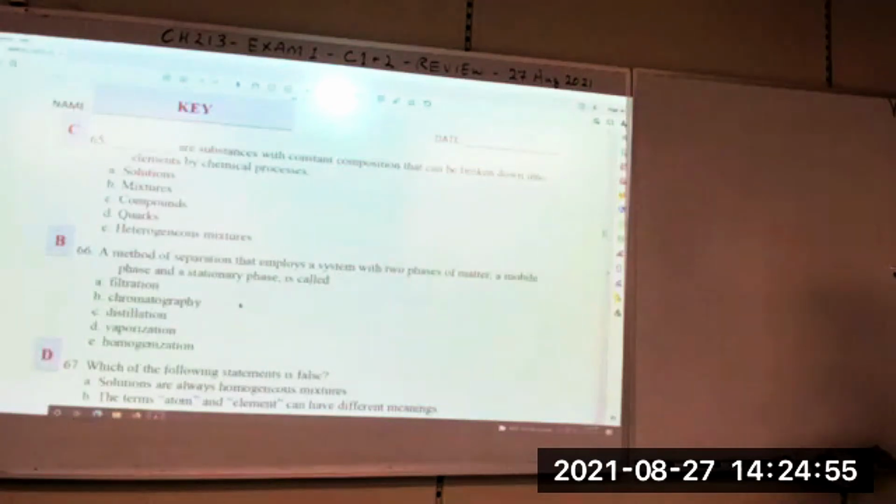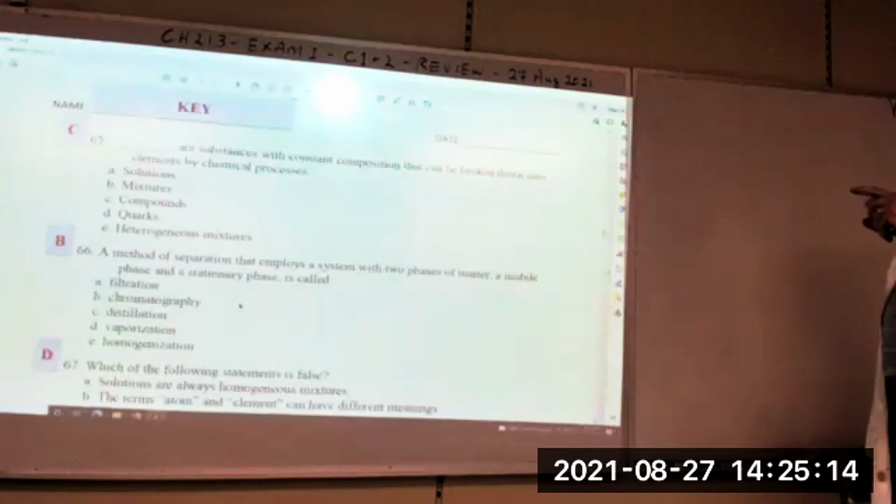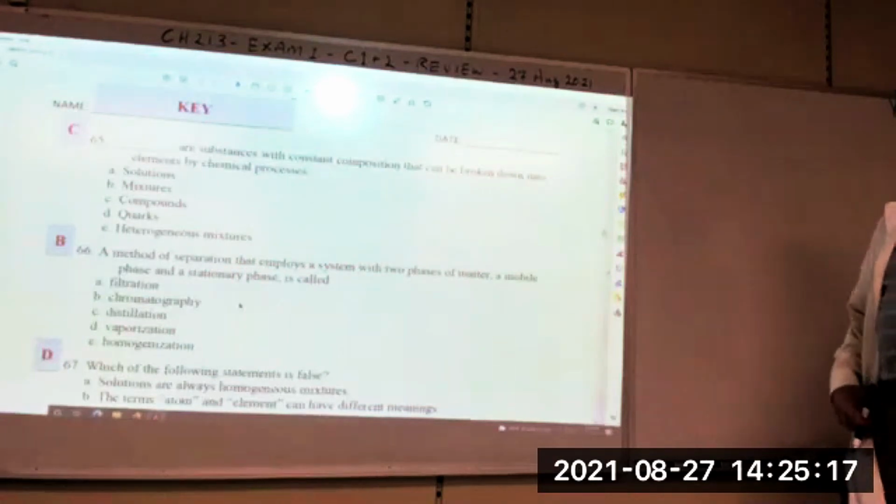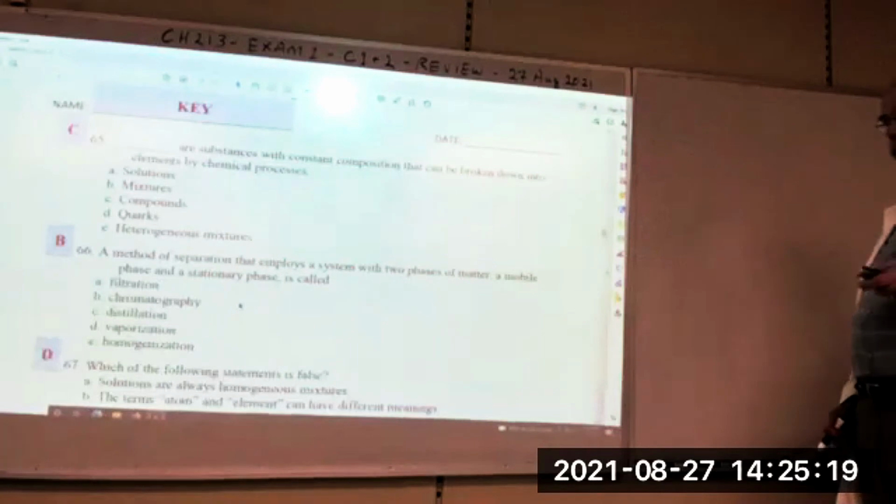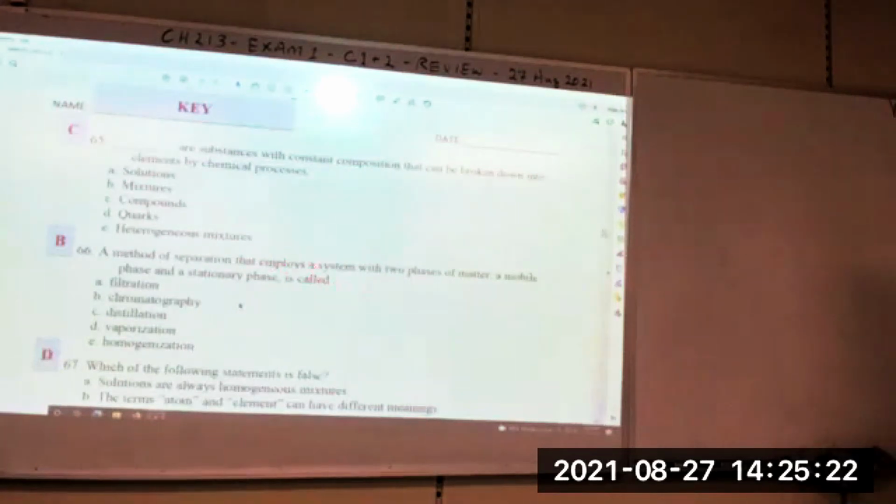Let's see if we can pick out which one of these separation methods for mixtures employs a system with 2 phases of matter, a mobile phase and a stationary phase. The reason I picked this one out is because I don't think I went into a lot of detail on this one in class. This is known as chromatography. You have a stationary phase and a mobile phase. It's based upon the affinity of the dissolved substances in the mobile phase.